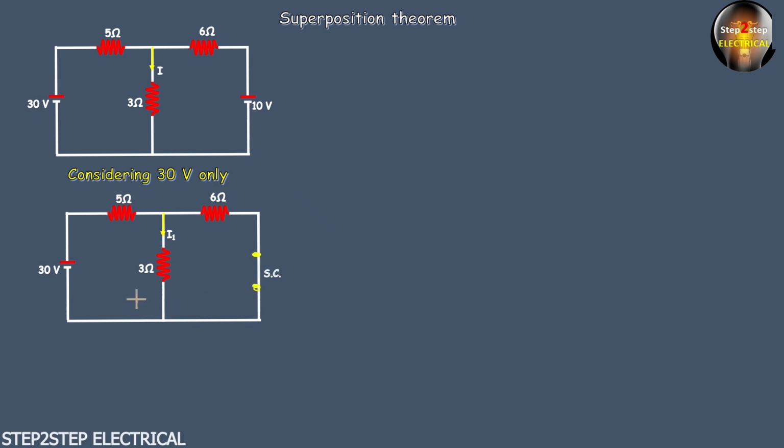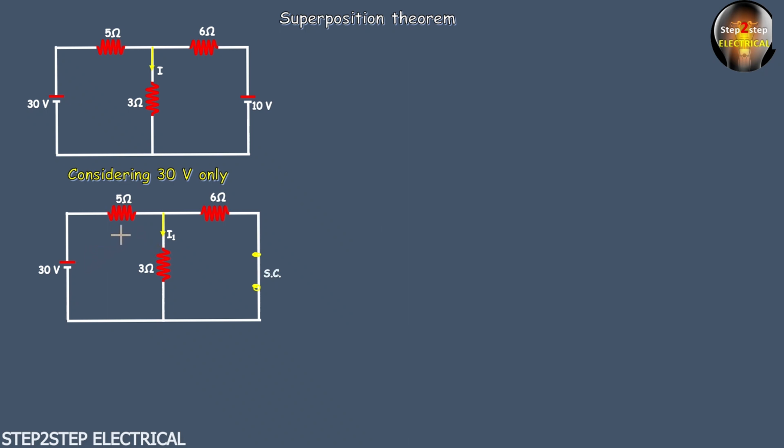And after that, what we will do? We have to find this current I1. After considering this 30 volt, we will consider the current I1 as the current passing through this 3 ohm, and the direction is also assumed. So here the direction is from top to bottom. Okay. So how will we find it? First of all, we will find the equivalent resistance, and then we will find the total current.